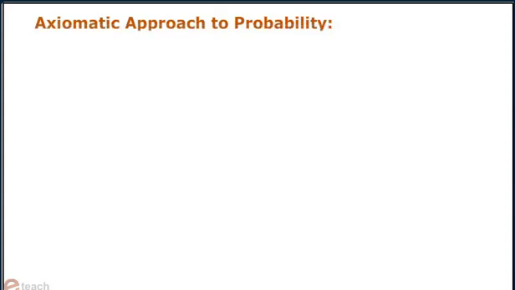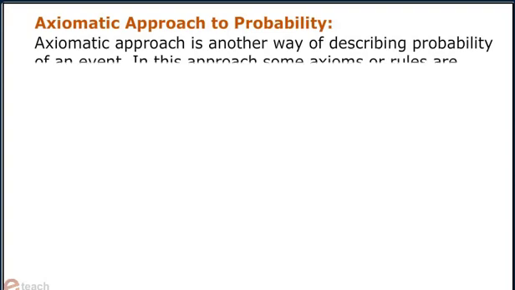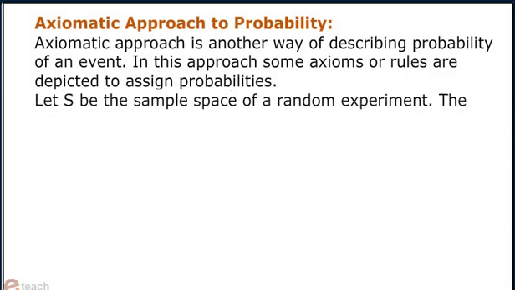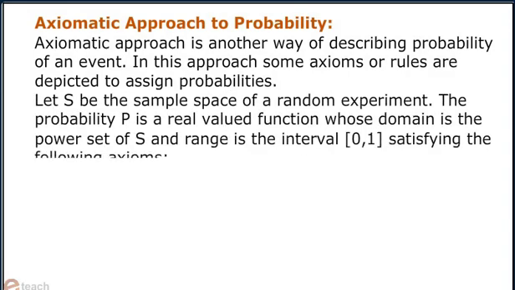Approach to probability. The axiomatic approach is another way of describing the probability of an event. In this approach, some axioms or rules are depicted to assign probabilities. Let S be the sample space of a random experiment. The probability P is a real-valued function whose domain is the power set of S and range is the interval 0 to 1, both included, satisfying the following axioms.